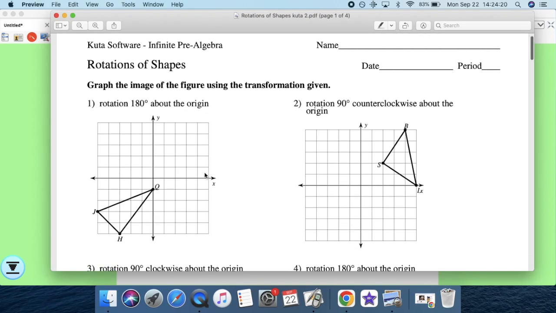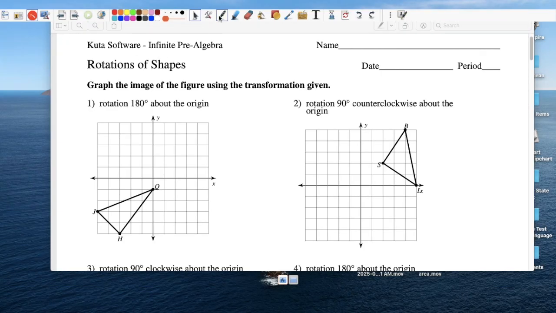I'm just going to rotate some of these shapes, like we worked out in class, right? Keep it very simple. The first thing I would do is we have 3 points, J, H, and Q.